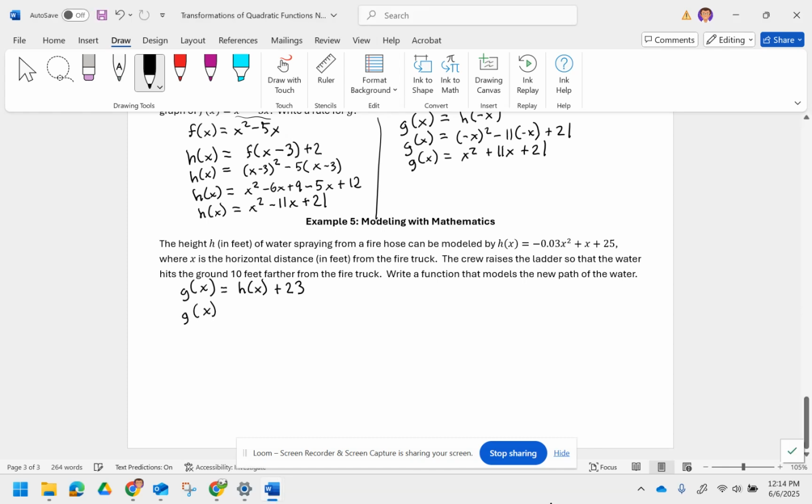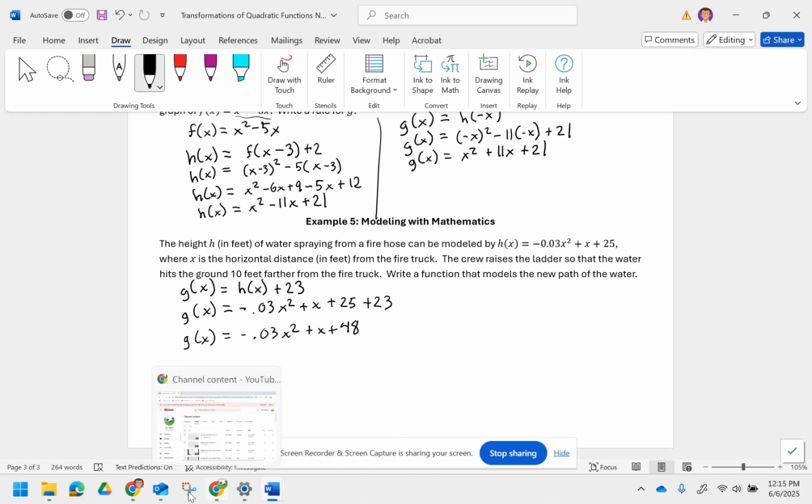All right, so g of x is equal to, now let's go ahead and change h of x. H of x is equal to negative 0.03 x squared plus x plus 25, and then the plus 23. All right, so there would be what we think the new equation is.